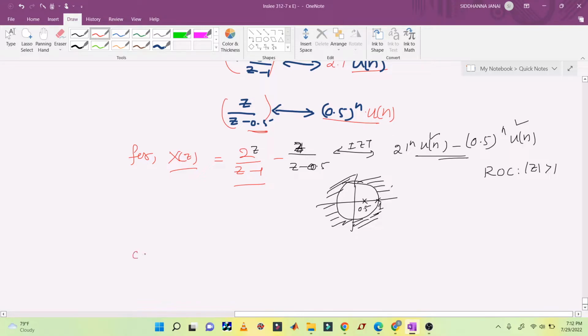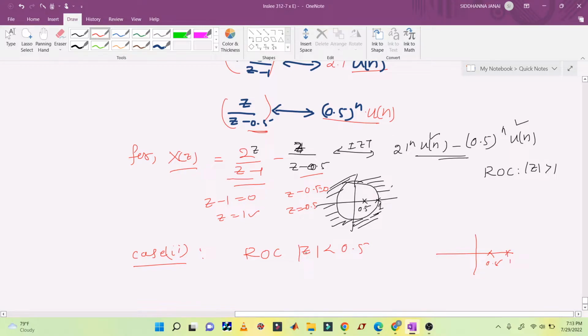Now for the second condition, what is the ROC? ROC is given as magnitude of z less than 0.5. So first you have to check what is the meaning of this. There is a pole at 0.5. From where am I saying that there is a pole at 0.5? From this equation itself. Z minus 1 equal to 0 gives z equal to 1, a pole. Z minus 0.5, that is the denominator term, equal to 0 gives z equal to 0.5, another pole. So there is one pole at 0.5 and another pole at 1.